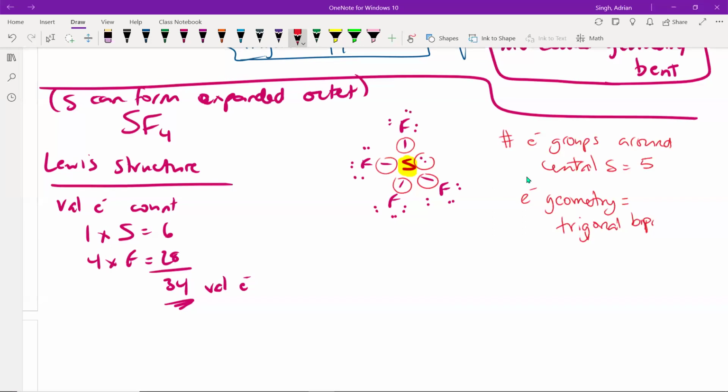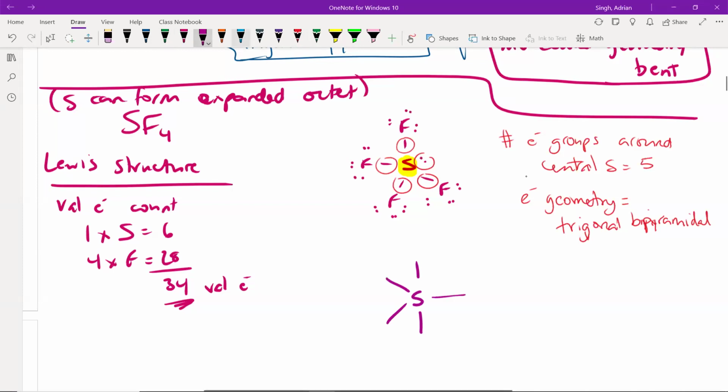So I can spell bipyramidal. So if I were to draw that electron group geometry, it's going to look something like this. So I have my sulfur, and in the trigonal bipyramid, I have my axial positions, which are sort of like the north and south pole, and then I have my equatorial positions that are sort of around along the equator, right?